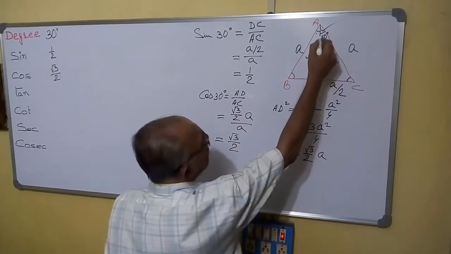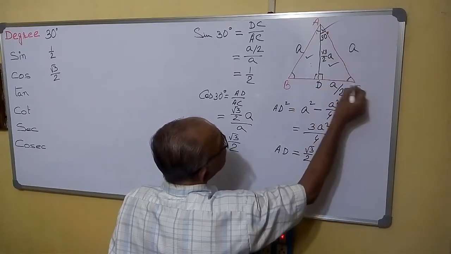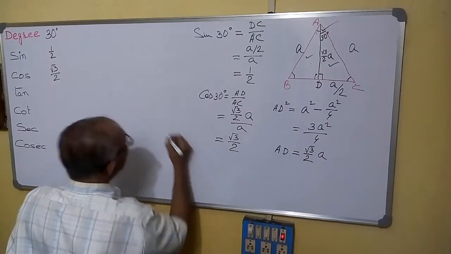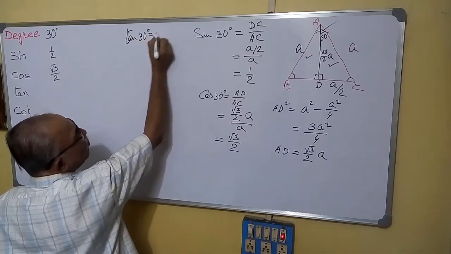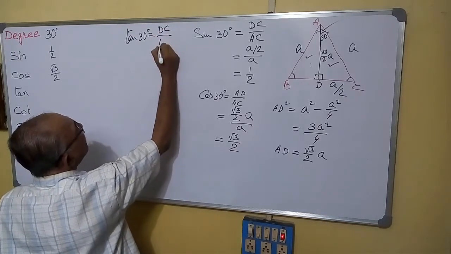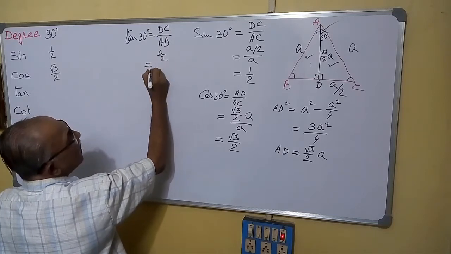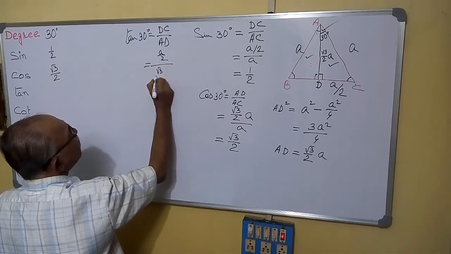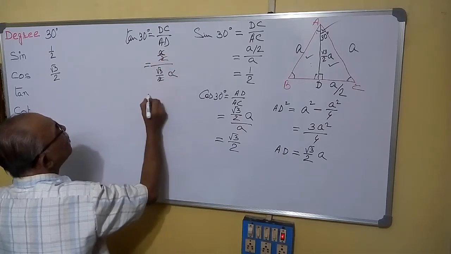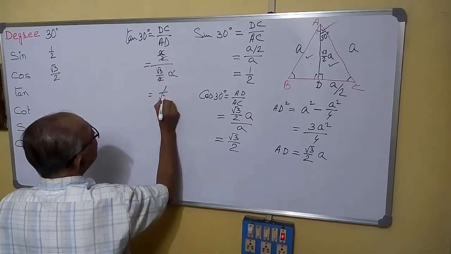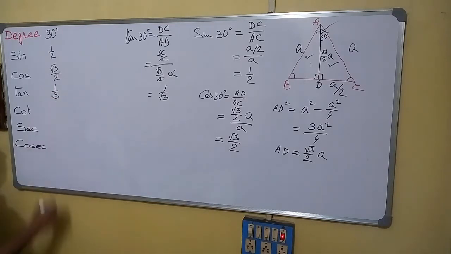Now see tan 30, perpendicular by base. Here with respect to this angle CD will be perpendicular, AD will be base. So tan 30 equals DC by AD. DC is A by 2 and AD is root 3 by 2 A. A by 2 cancels, so it is 1 by root 3. So in this way we are getting tan 30 equals 1 by root 3.